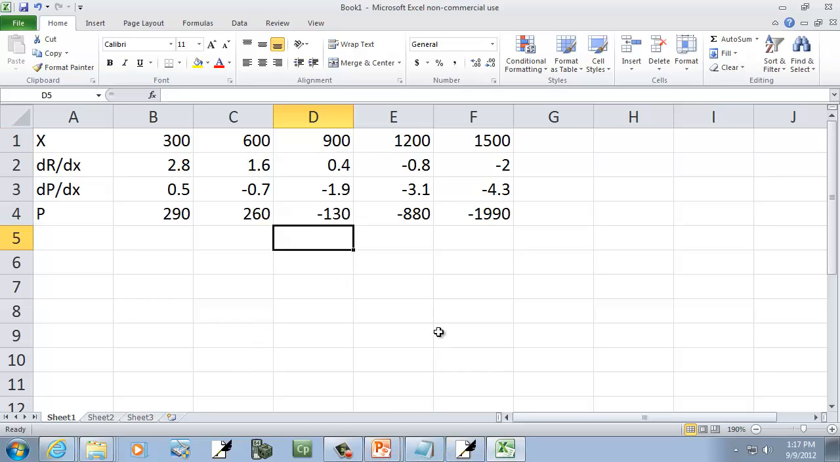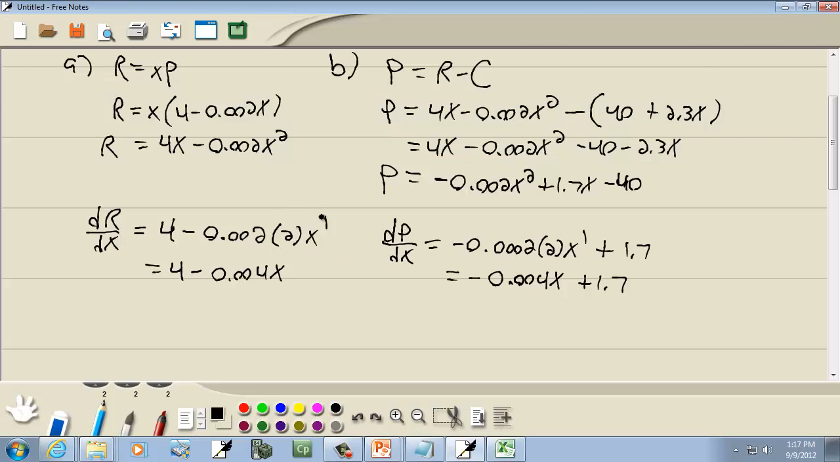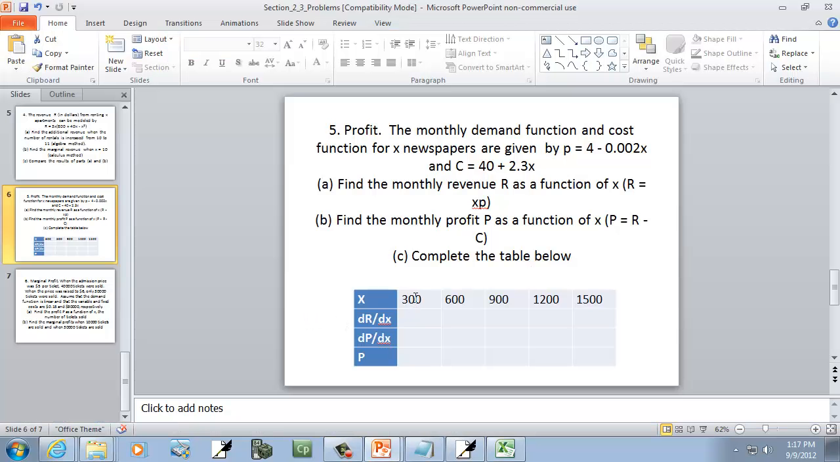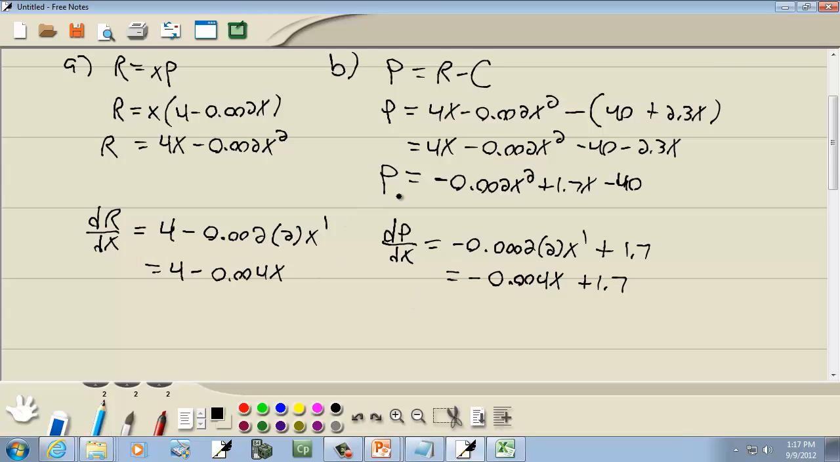And that's it for that problem. If you do this in Excel, just print that off and turn that in. The alternative to this particular problem is you take each one of these values, like x equals 300, and you plug it in all three formulas and do it the hideous way.